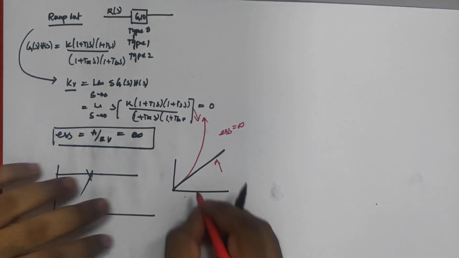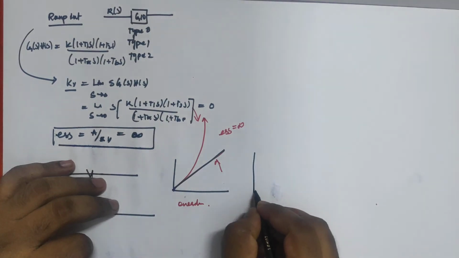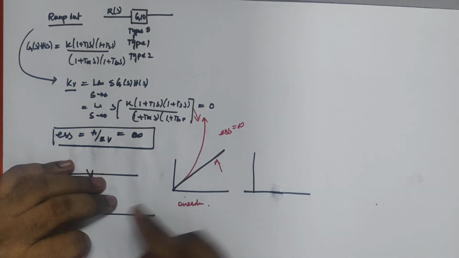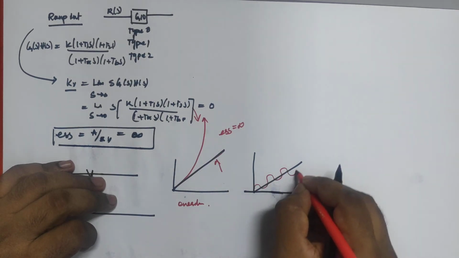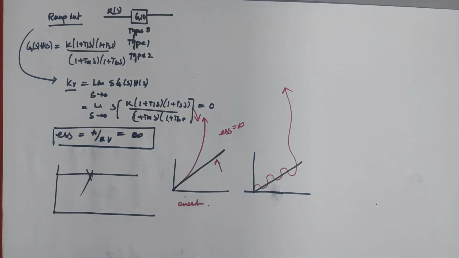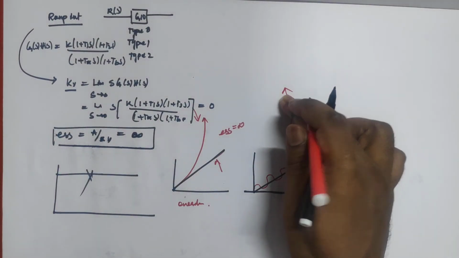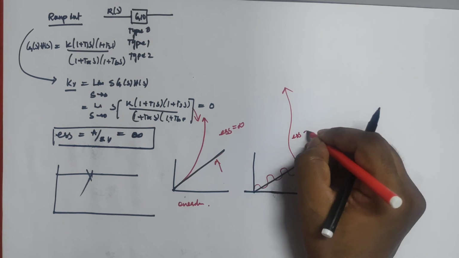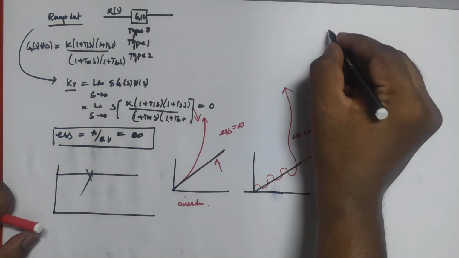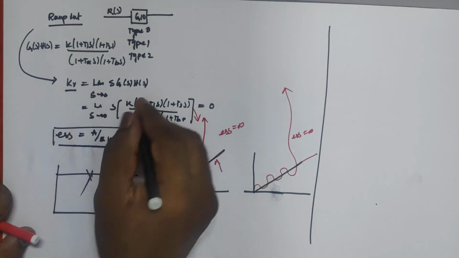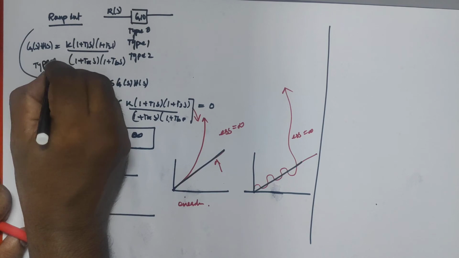Okay, for this overdamped system, if the system is underdamped, now what happens? Generally my response should settle somewhere here, but the response I will get is like this. The error is what? The desired response is here, but it is going somewhere else, so the error is infinite. Similarly, this is about the type 0 system.